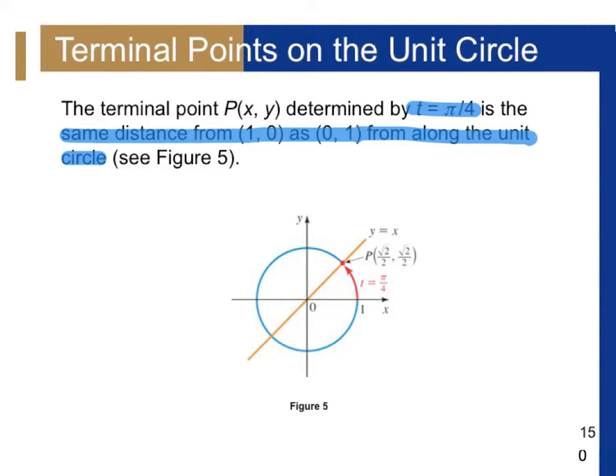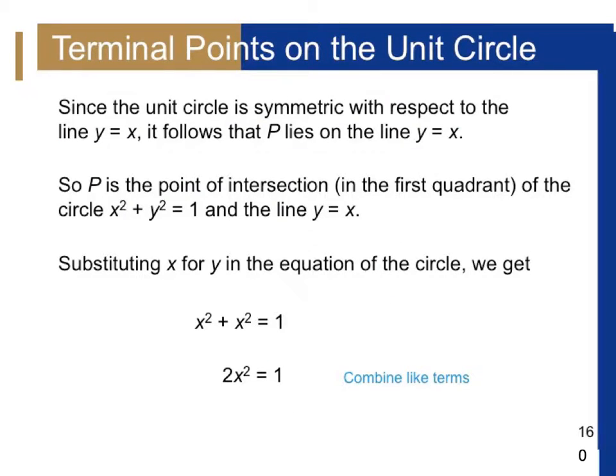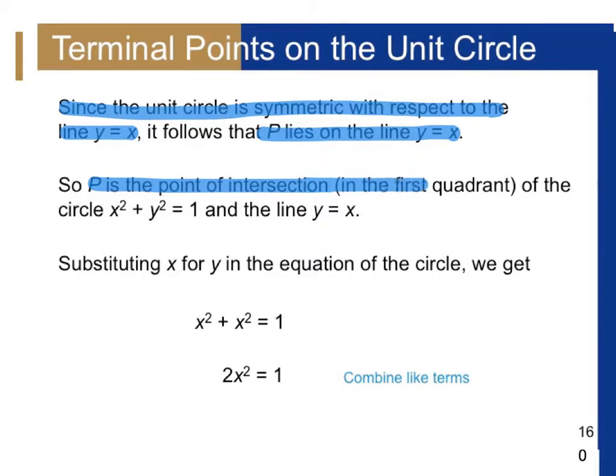So we have x squared plus y squared equals 1, but they're going to be the same here because we're on the line y equals x, right? So this is how we get these numbers. First of all, since the unit circle is symmetric with respect to the line y equals x, P lies on the line y equals x. So P is the point of intersection in the first quadrant of these two graphs: x squared plus y squared equals 1 and y equals x. In other words, we don't have to use y squared. We can use x squared instead because x is equal to y.